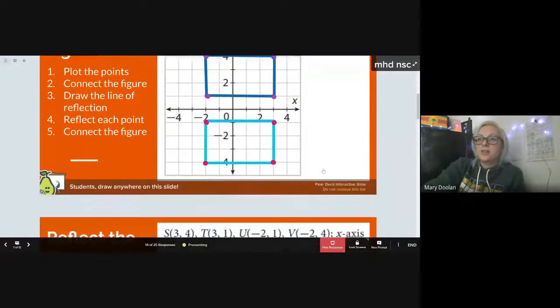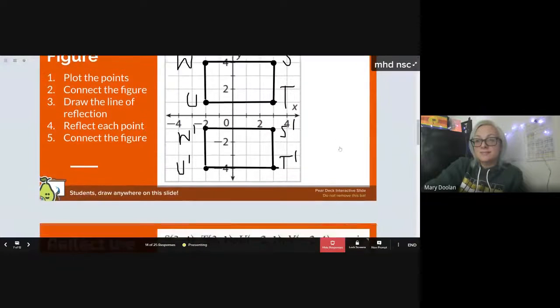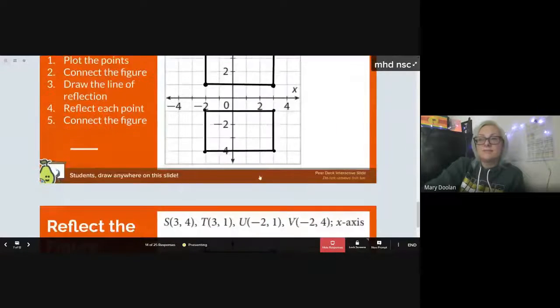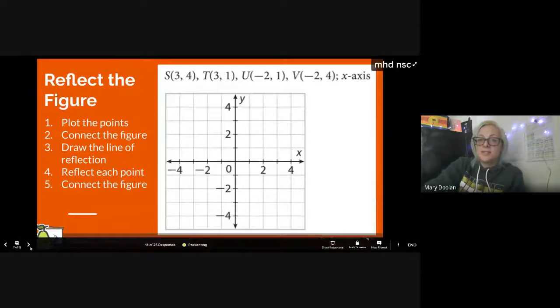The points are accurate. This person went as far as to try and label them, which is really great. Okay, this is good. This is good. So there's a lot of good responses here. Okay, you did a good job on this one.